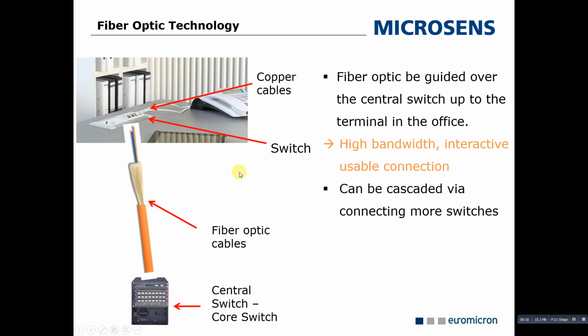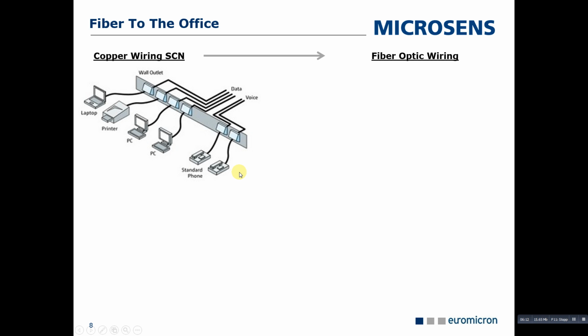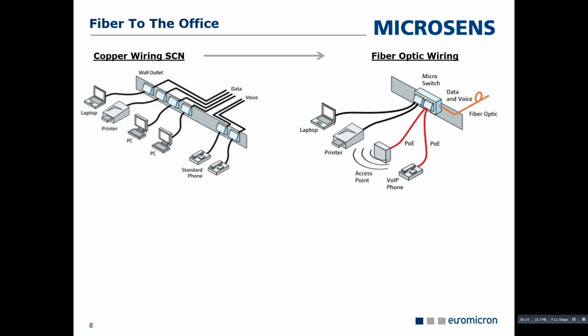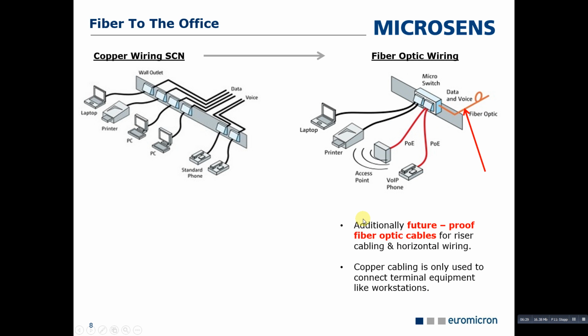So here again, for each device, one cable is necessary. Yeah, and here you put only one fiber cable, and then 4 devices can be connected. Yeah, it's additionally future-proof: fiber optic cables for riser cabling, horizontal wiring. Copper cabling is only used to connect terminal equipment like workstations. All right.